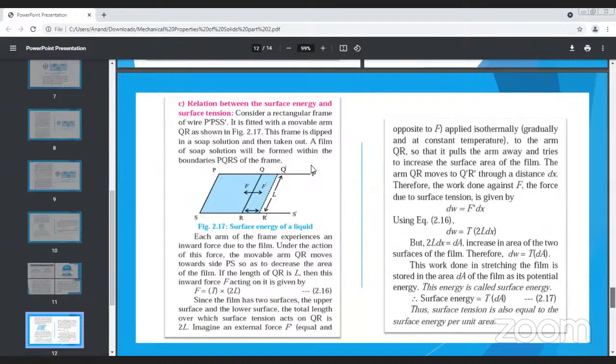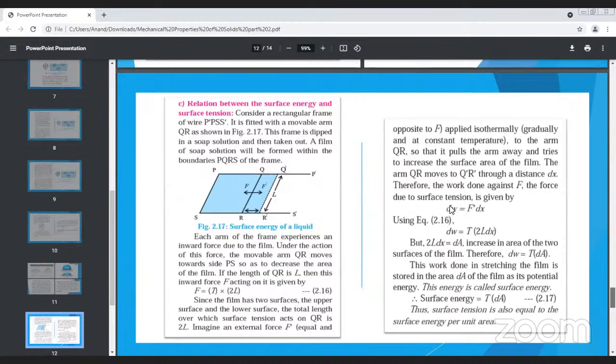त्यामुळे काय होणार आहे, हा Q आणि R कशामध्ये convert होणार आहे, Q dash and R dash through a distance dx. हा distance dx आहे. Therefore the work done against the force F, ह्या imaginary force चा act against करण्यासाठी work done is produced, and this work done against the force F due to the force of surface tension is given by dw is equal to F dash dx.